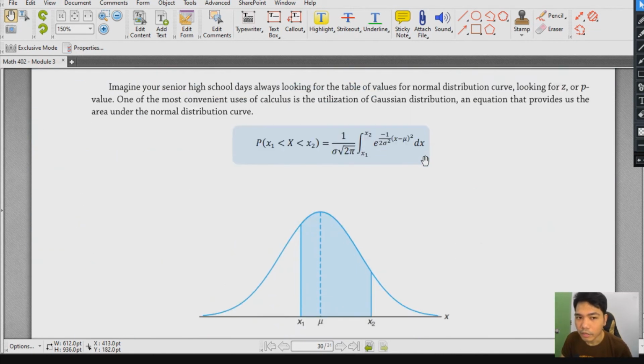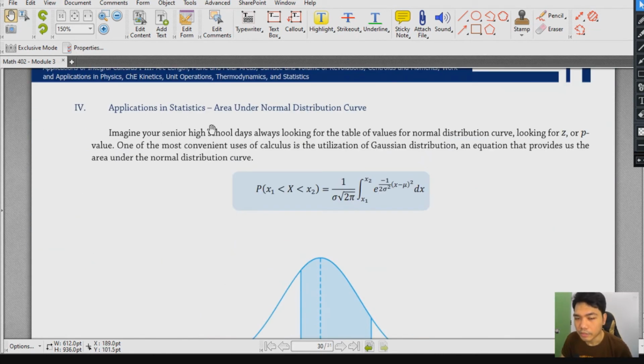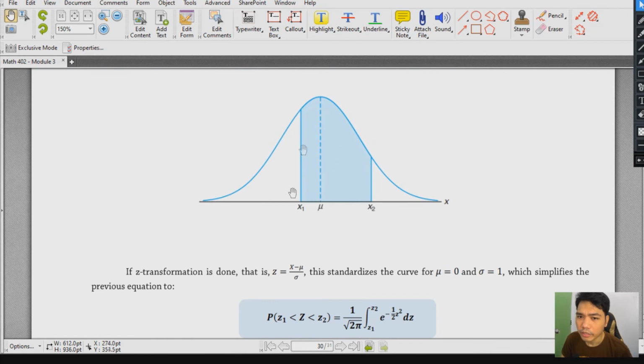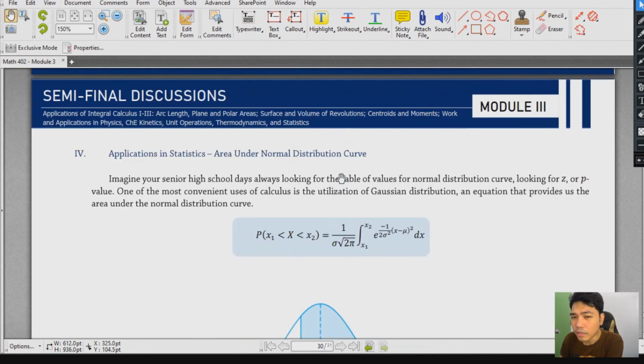And then finally, we have the application of statistics. So this is the area under the normal distribution curve. And I know already that you have already encountered this one in your high school. But then again, I remember that students always use something like a t-table or a statistics table for this. So actually, you can determine the area under a normal distribution curve without using any table. And this is the formula for that.